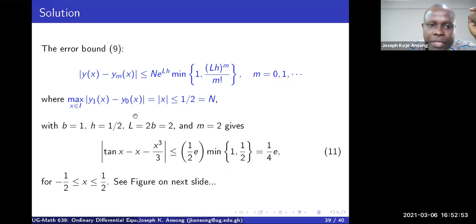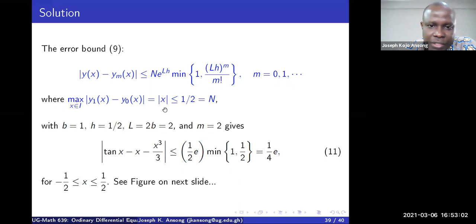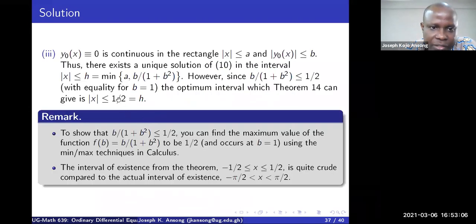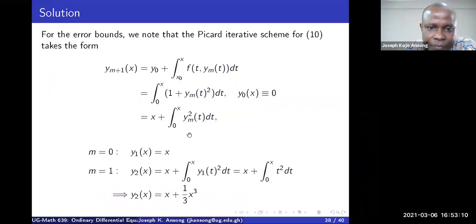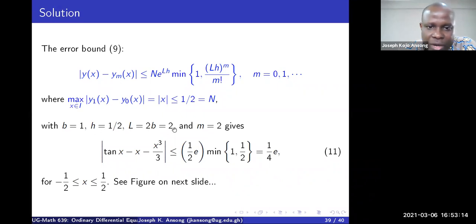Okay. B is 1, right? B is where we get a maximum. So B is 1. H is also half. We found H is half, right? The absolute value of x is less than or equal to this. So H is half. L is 2B. B is 1, so L is 2. M is 2, as I said before.